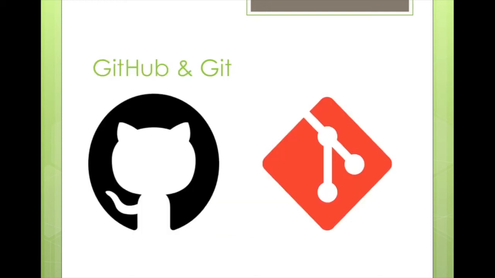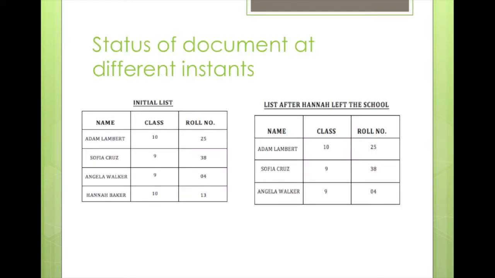Next, I'll be telling you a little bit about GitHub and Git itself. Since this is not a version control system tutorial, I will not be going into the details of Git, but I'll be giving you a general idea of what Git actually is. So, suppose you have a Microsoft Word document that you constantly need to edit, something like a student database that needs to be updated every time a new student is admitted or a current student leaves. So it's kind of hard to keep track of all the data.